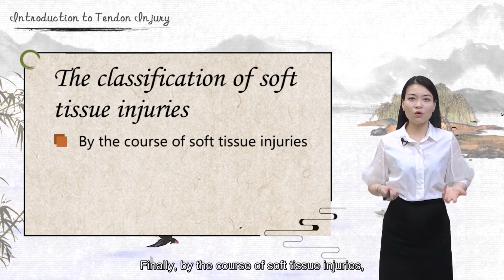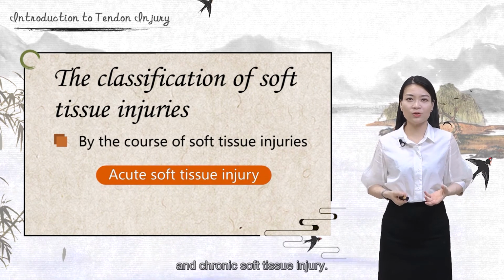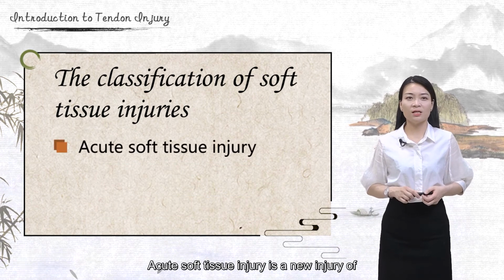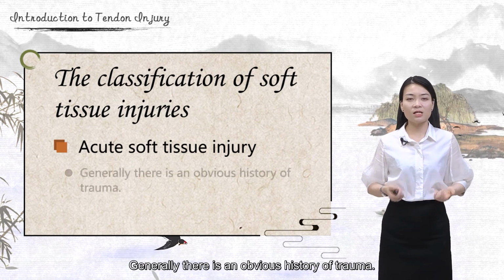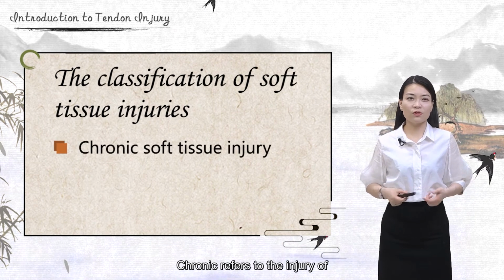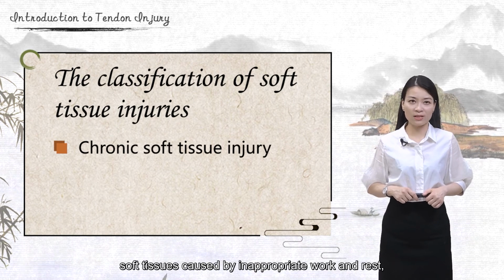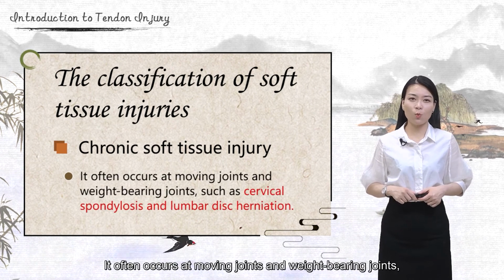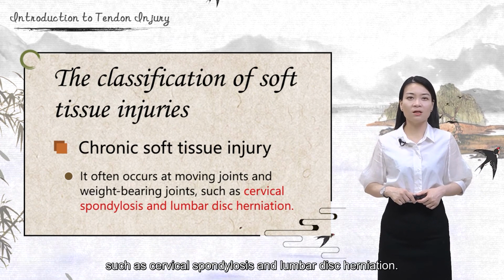Finally, by the cause of soft tissue injuries, they are classified into acute soft tissue injury and chronic soft tissue injury. Acute soft tissue injury is a new injury of not more than 2 weeks caused by sudden violence. Generally, there is an obvious history of trauma. Chronic injury refers to the injury of soft tissues caused by inappropriate work and rest, incorrect posture. It often occurs at moving joints and weight-bearing joints such as cervical spondylosis and lumbar disc herniation.